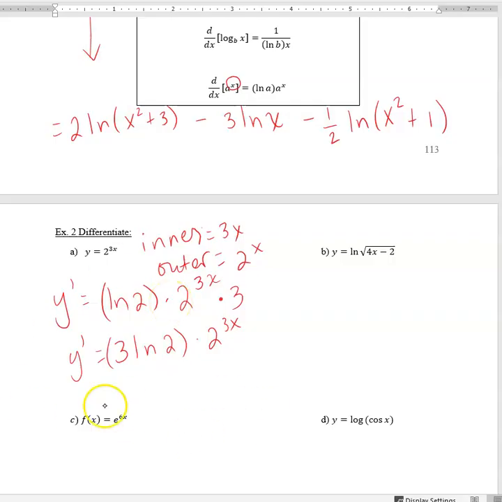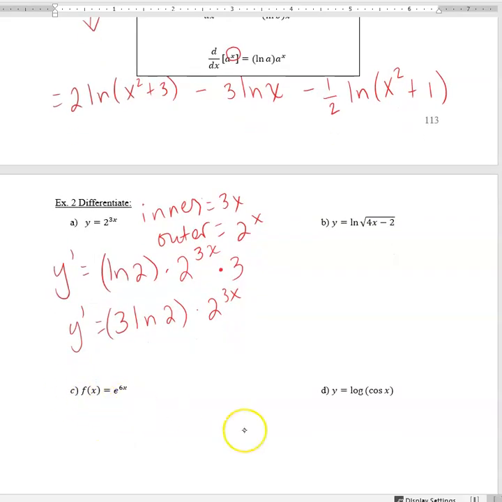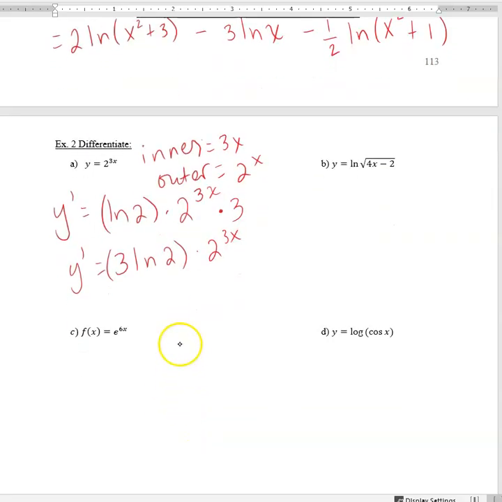Let's take a look. I'm going to skip down to letter C because that's another exponential function. So the base this time is e. Notice it's to the 6x. A lot of times these are going to be a chain rule. So the inner is going to be 6x. The outer is going to be e to the x. So my derivative is going to be the natural log of e times e to the 6x, and then times the derivative of the inner, which is just 6.